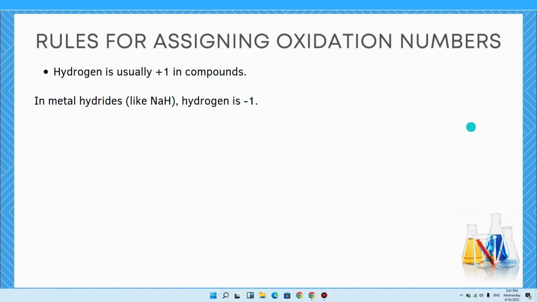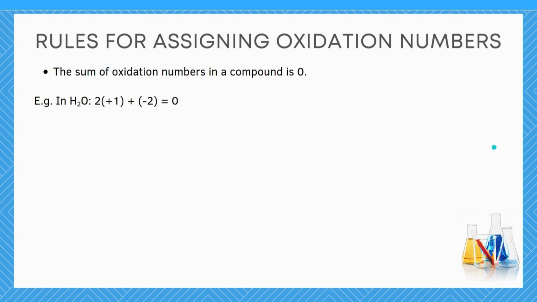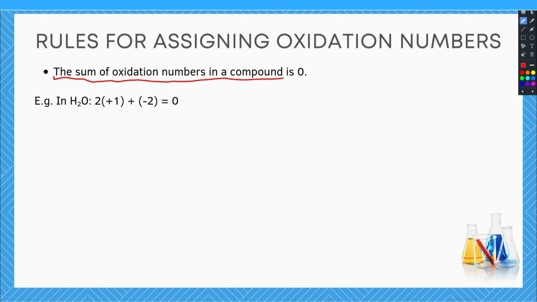Now, I hope you are noting down all these rules because we're going to use them for some practice questions where we'll find the oxidation numbers of atoms and elements. Next rule is that the sum of oxidation numbers in a compound is 0. Now, we talked about hydrogen and then we talked about oxygen. Now, look at this rule. It says the sum of oxidation numbers in a compound is 0.